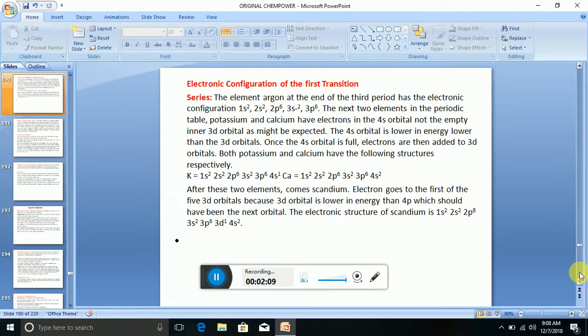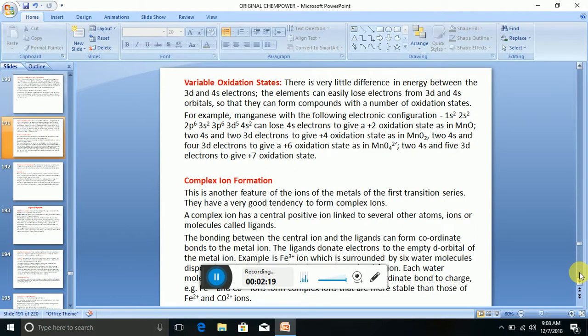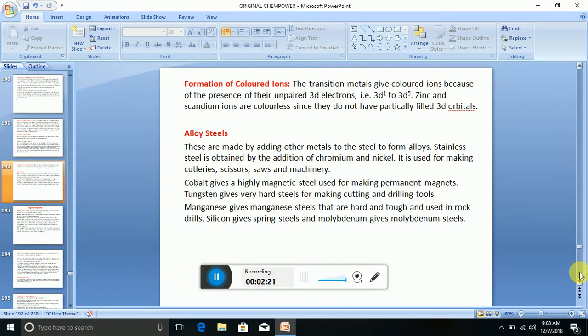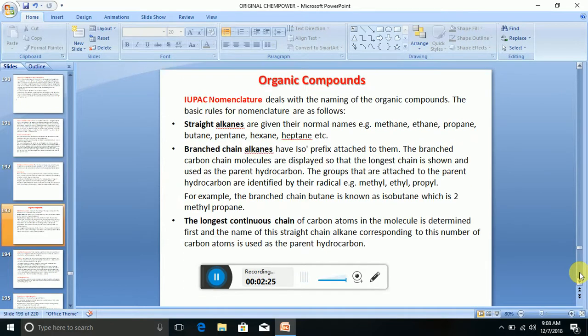We're going to be stopping here. In subsequent classes, we'll look at the electronic configuration of the first transition series. Then we'll move down to other things like alloys and thereabouts.